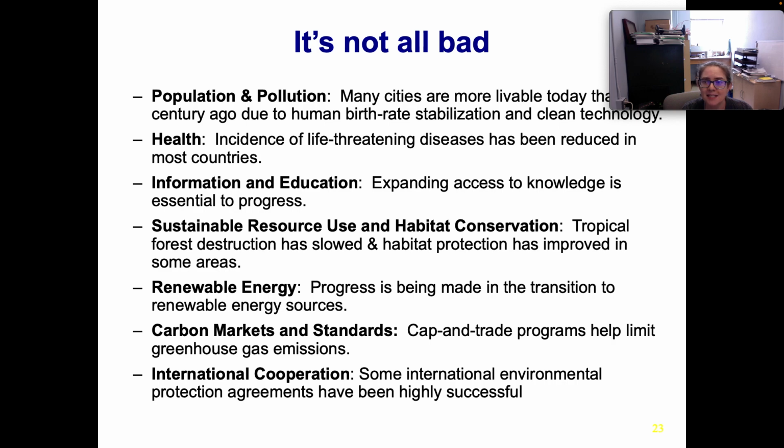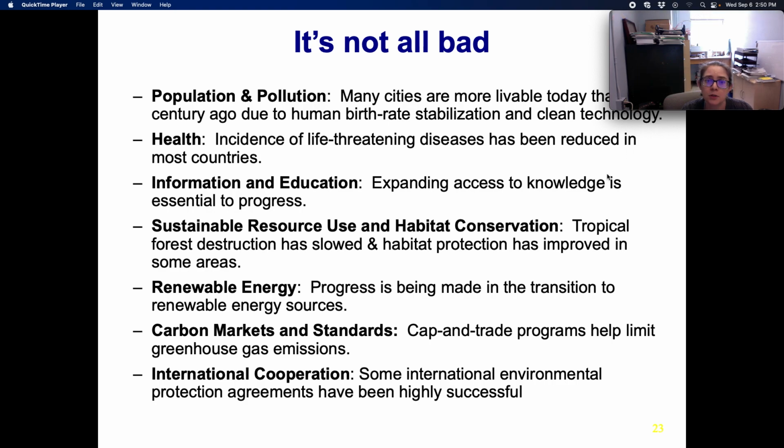So many cities are more livable today than they were in the past due to many areas the birth rate is stabilizing and clean technology. So we figured out how to do some things and not make the air as polluted. In the Industrial Revolution and a little bit after that, air quality in cities was terrible. And in the United States in particular, our air quality has gotten a lot better. Do we still have some air quality warning days? Yes, we do. But it's a whole lot better in a lot of American cities than it was in the past, even though those cities are much bigger.